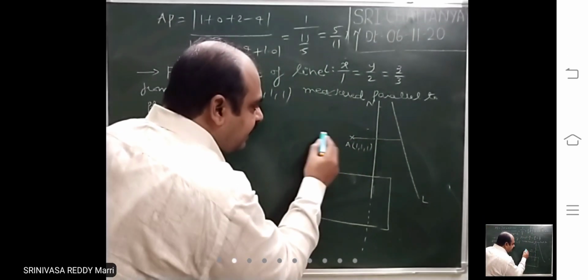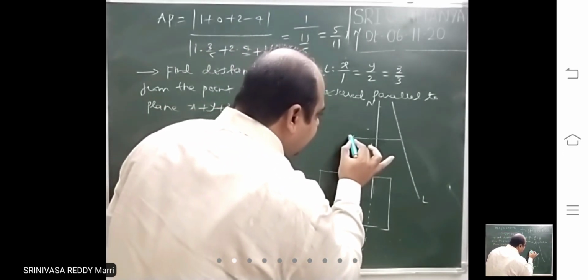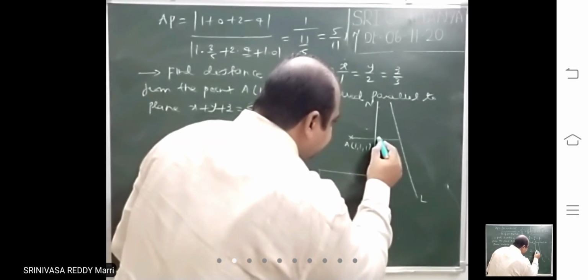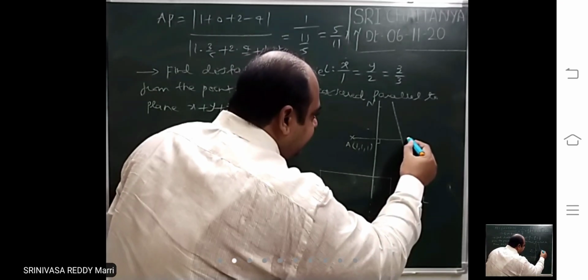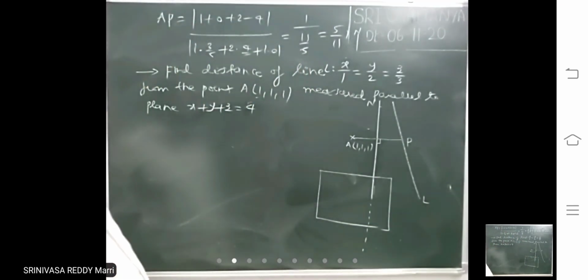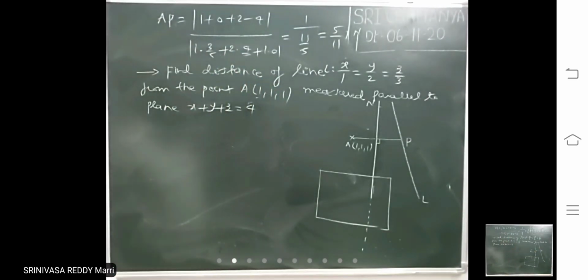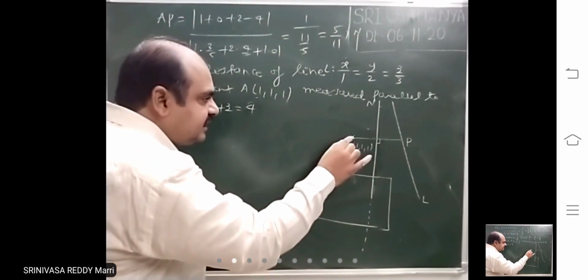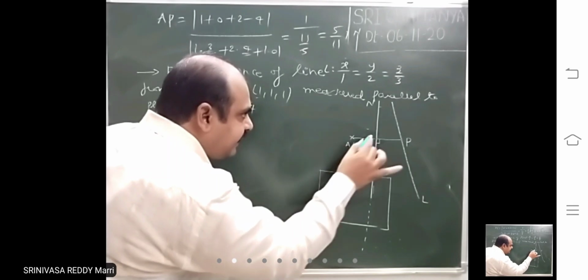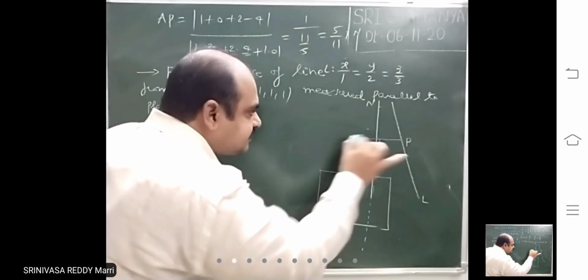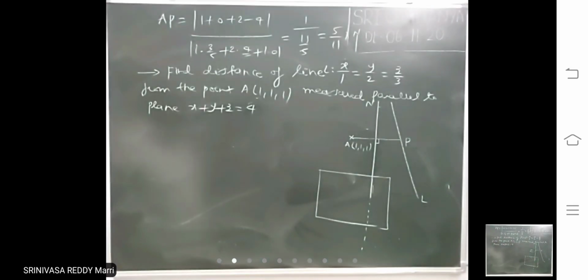Passing through A, you draw a line parallel to the plane. That means this is the one. Let us say it intersects at P. AP distance you have to find out. So this is not the perpendicular distance from A to the line he is asking. He is asking the distance measured from A to the line which is measured parallel to the plane. That means parallel to plane means perpendicular to normal. This distance you have to calculate.